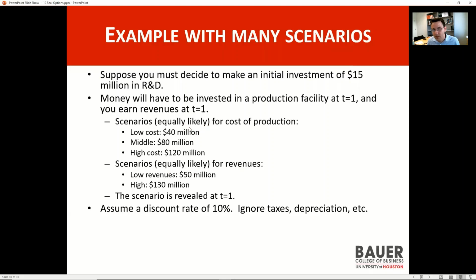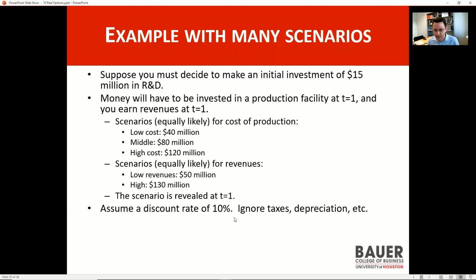So how many total scenarios do we have? Well, we have 3 possible costs, 2 possible revenues. So you multiply those together, you get 6 possible combinations. You could have low costs and low revenues. You could have low costs and high revenues, middle costs, low revenues, middle costs, high revenues, etc. Okay, we're going to put all this together and value the project, assuming a discount rate of 10%.